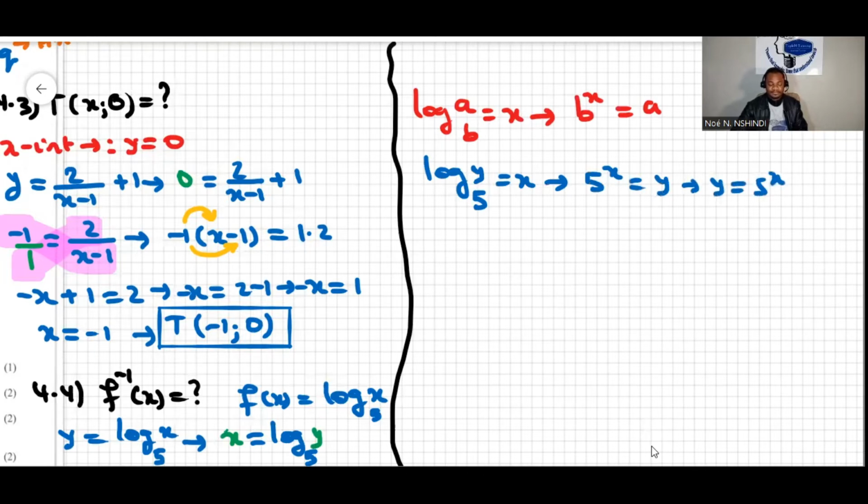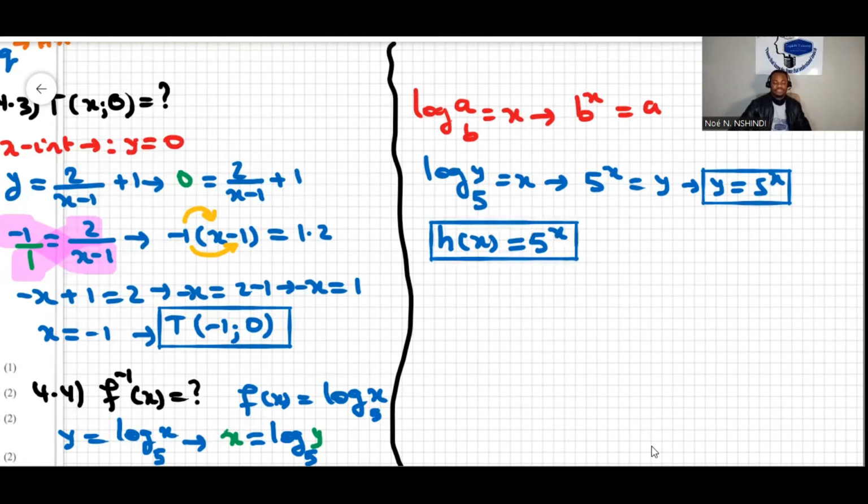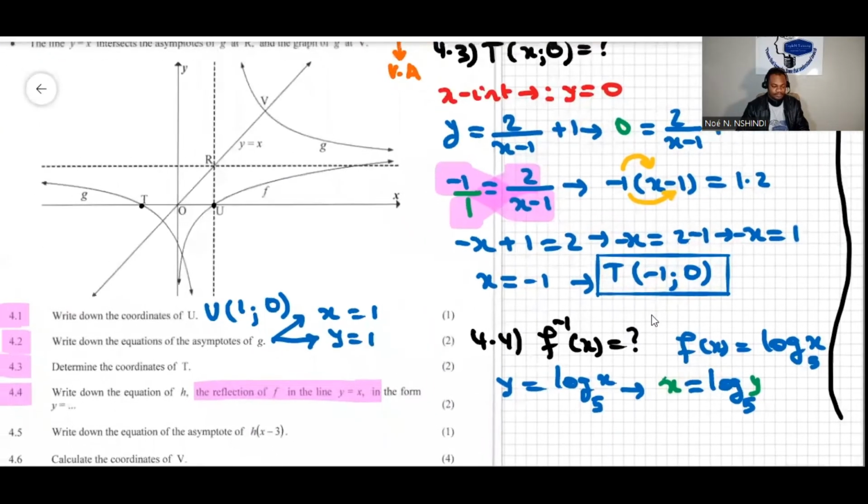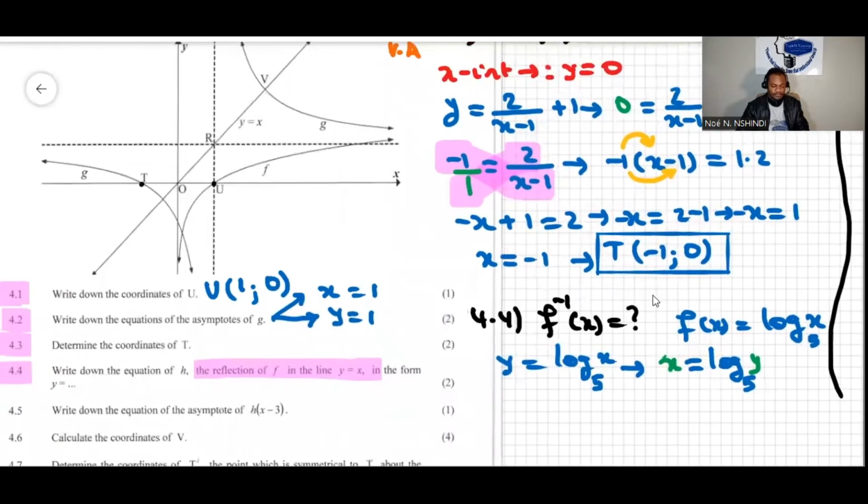So that's the newer function h. So h of x, which is the same thing as f minus 1, is just equal to 5 to the power of x. But I wanted the form y equals, so we can just keep writing this one. Now, the following question is what? Let's remove the board. I need to see the graph.